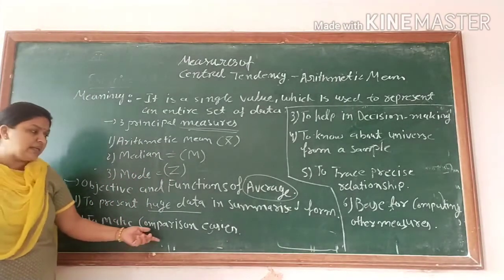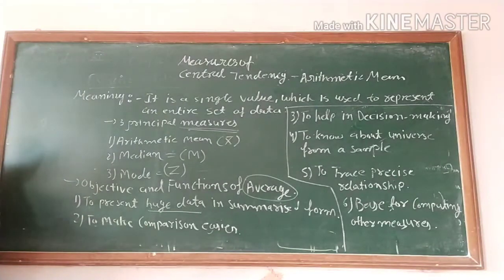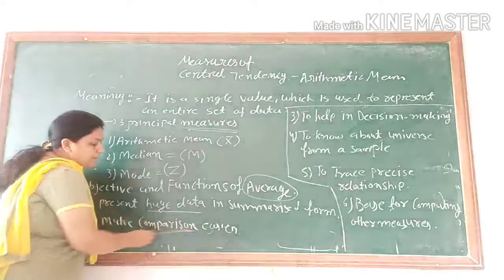Second is to make the comparison easier. It means averages are very helpful for making comparative studies, as they reduce the mass of the statistical data to a single figure. Such comparison can be made either at a point of time or over a period of time. Just like an example, the average sales figure of any month can be compared with the preceding month or even with the sales figures of the same month of the previous year. So that is comparatively very easy. Why easier? Comparison is very easy.